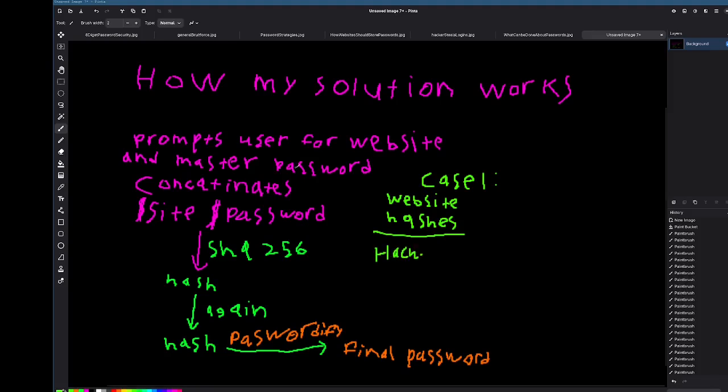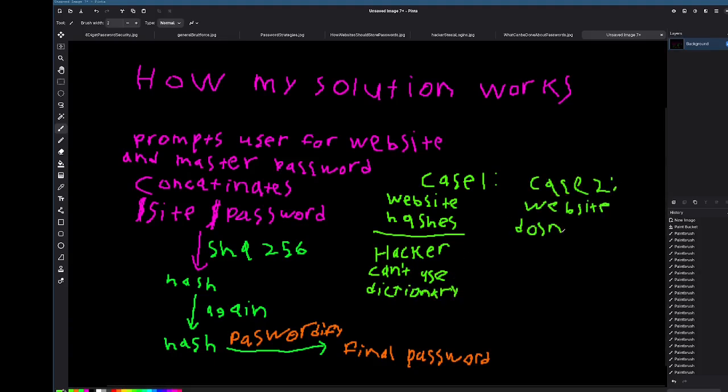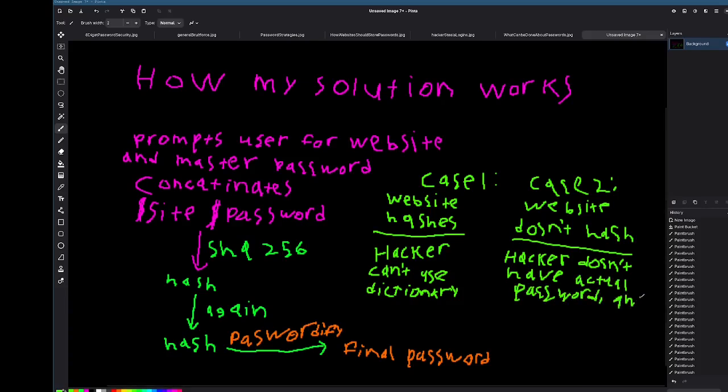And this has a couple of advantages. For one, it'll actually make it so that if the website you're using hashes their passwords, then a dictionary attack won't work at all. In the case that a website doesn't hash your passwords, then at least the master password is still safe with this system, since the final password is still dependent on the website you visit.